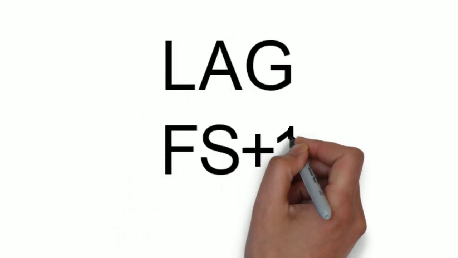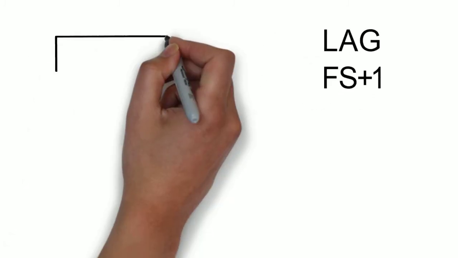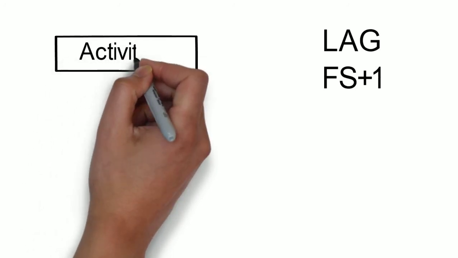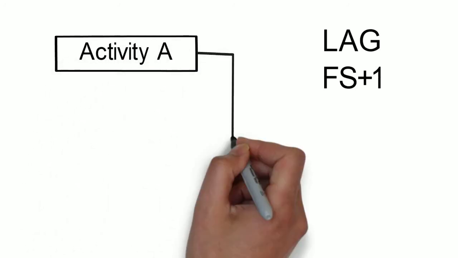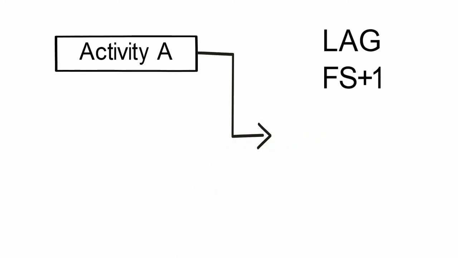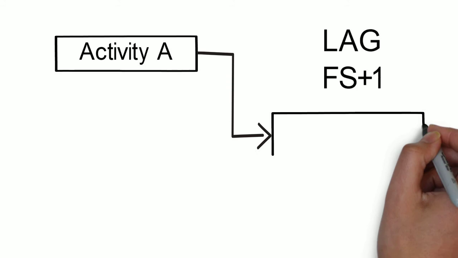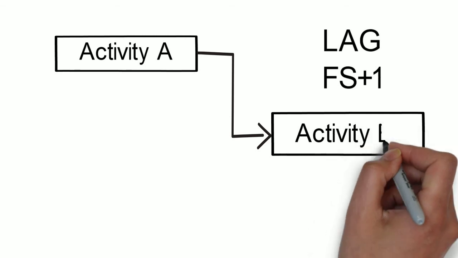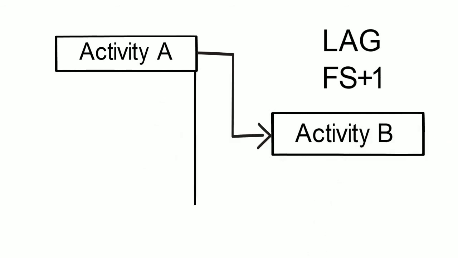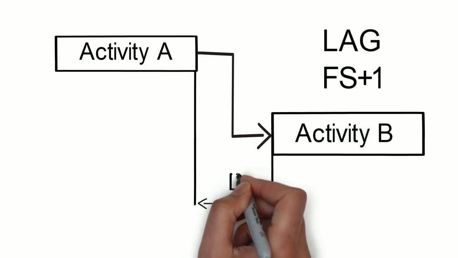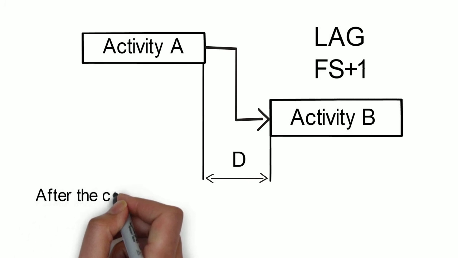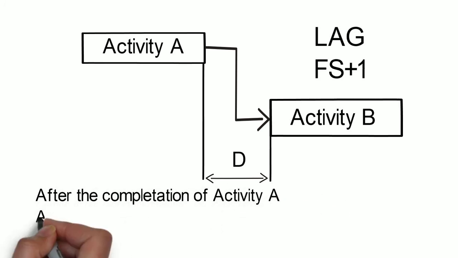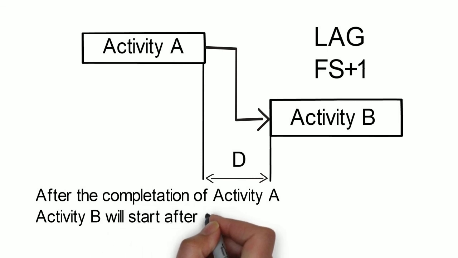Lag: FS plus 1. FS represents the finish to start relationship, plus and minus represent the days. Activity A will complete, but activity B will start after a one day gap. D represents the day. After the completion of activity A, activity B will start after a one day gap. It is called lag.